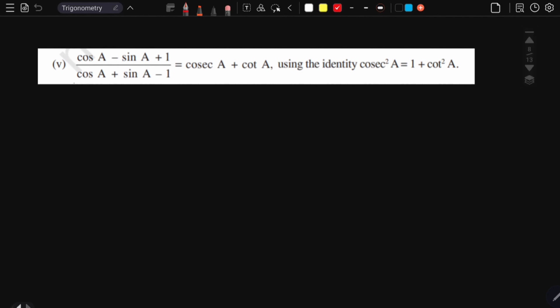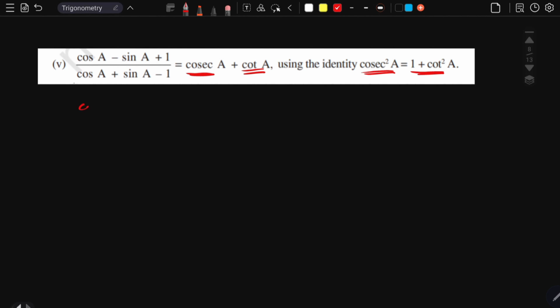Question number 5. Given (cos A minus sin A plus 1) divided by (cos A plus sin A minus 1) is equal to cosecant A plus cot A. So we use an identity, cosecant square A is equal to 1 plus cot square A. Before using the identity, I divide each and every term by sin A.